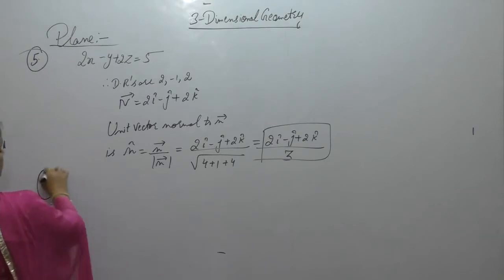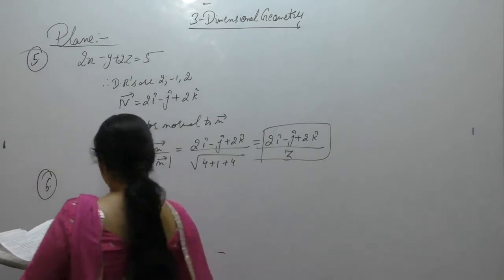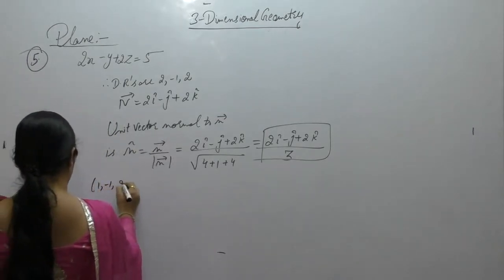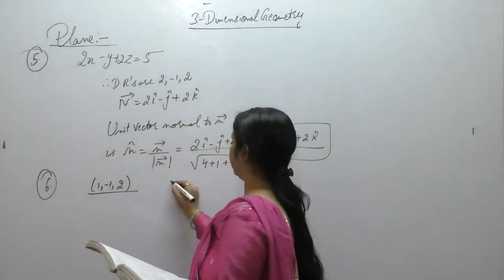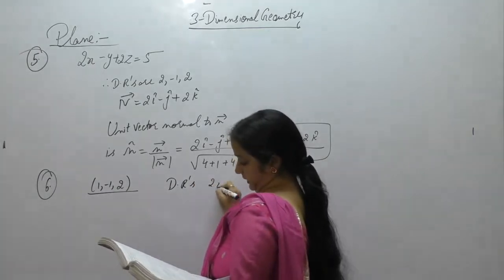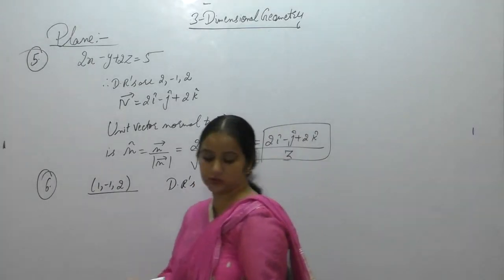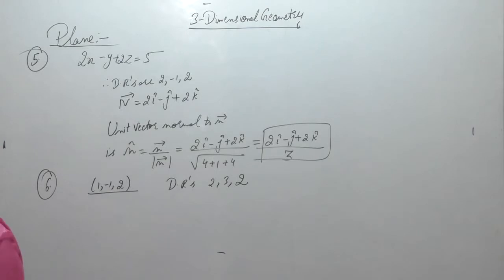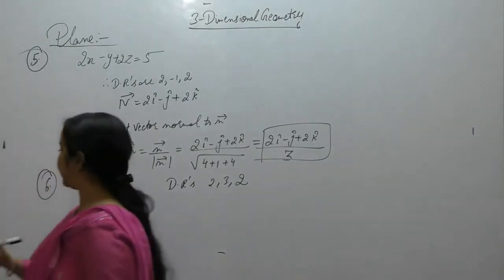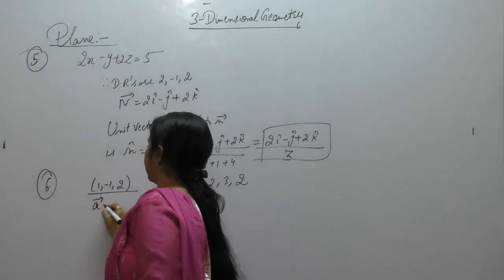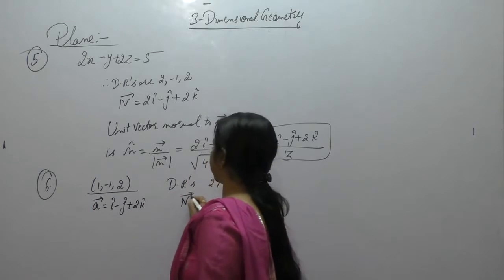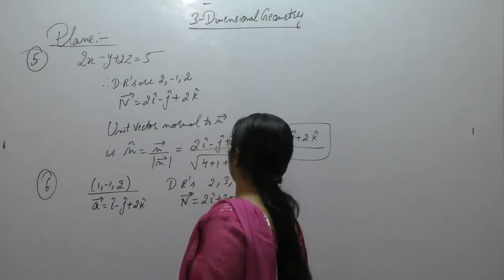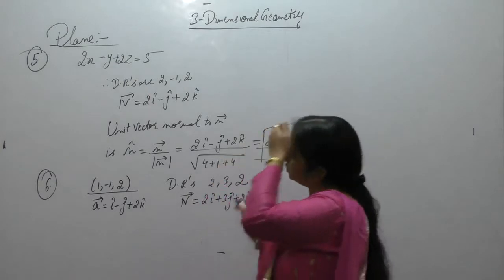Now the next one is, find the equation of plane passing through the point 1, minus 1, 2 and having 2, 3, 2 as the direction ratios of normal to the plane. So we have been given a vector and n vector. A vector is i minus j plus 2k. Direction ratios are given, so n vector is 2i plus 3j plus 2k.